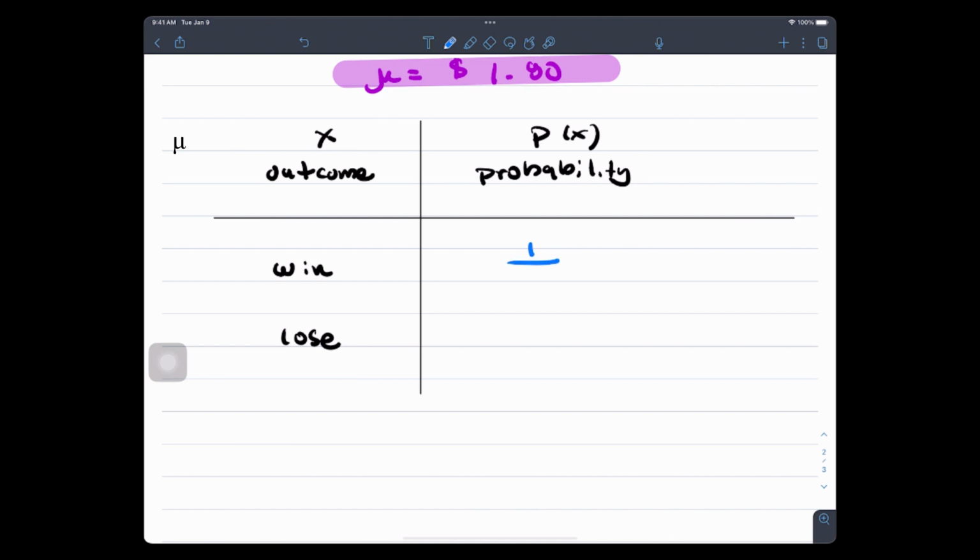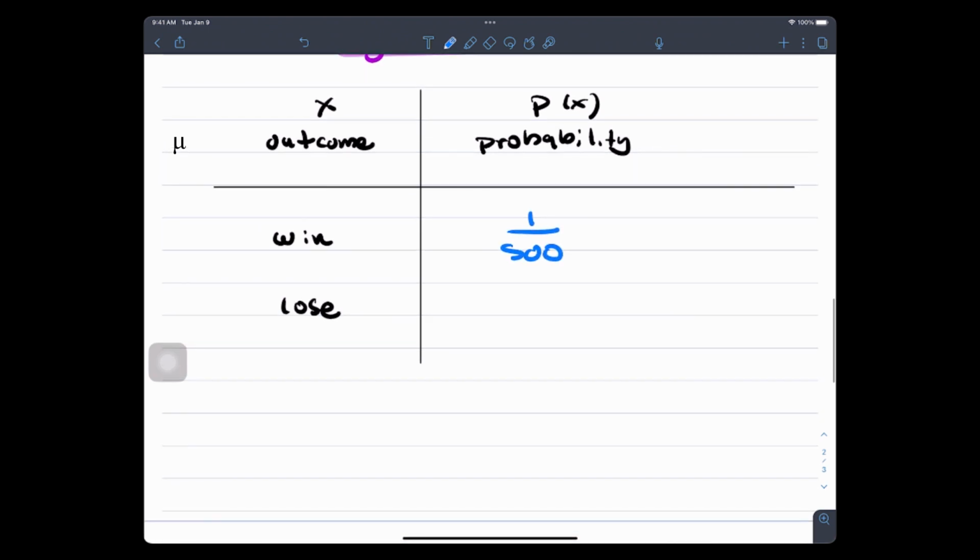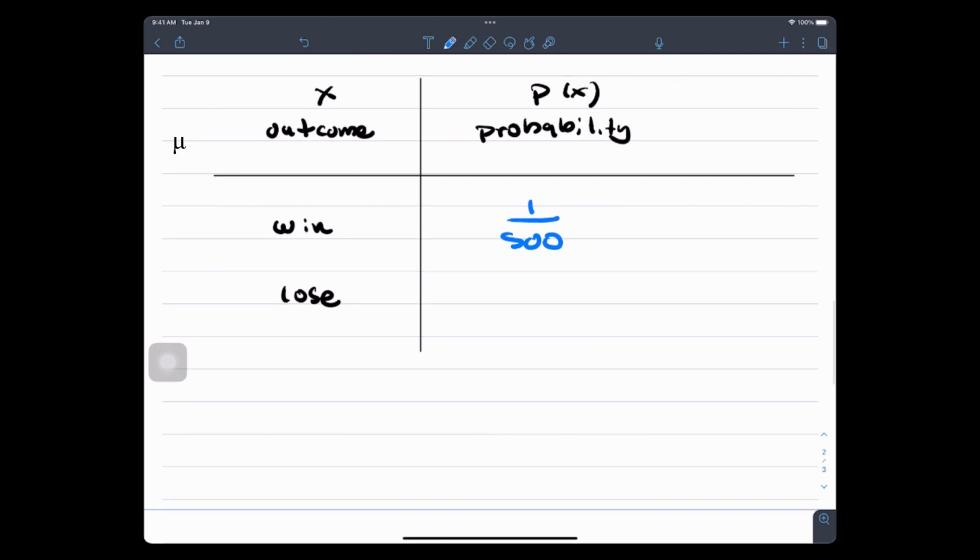Outstanding. Now, let's see if you're really awake. What's the probability that you lose? 499 out of 500. Isn't that the complement, ladies and gentlemen? Okay, is that easy? All right, good.